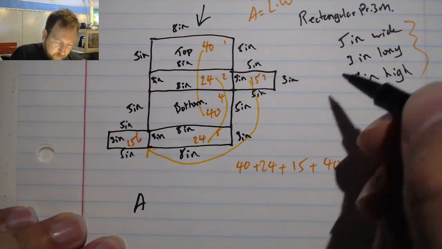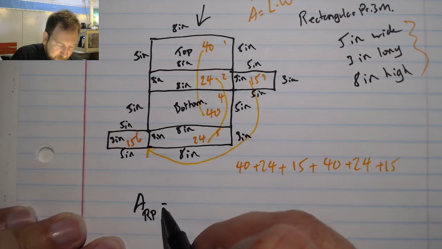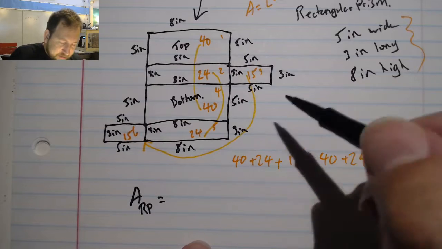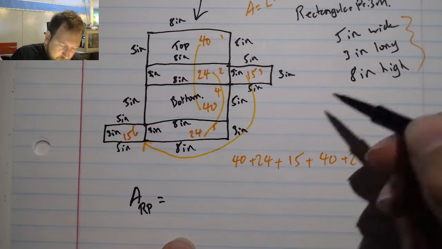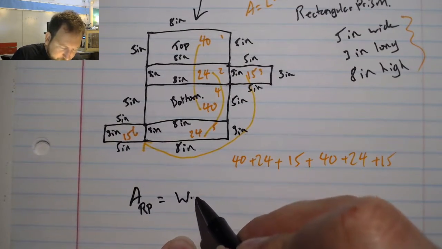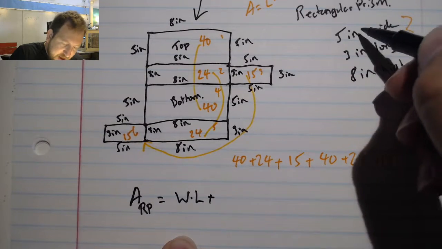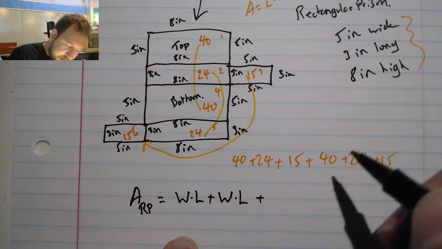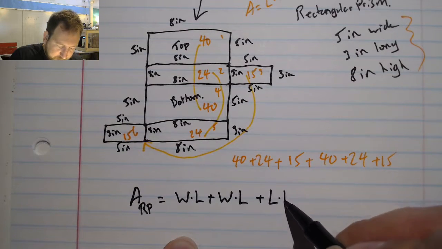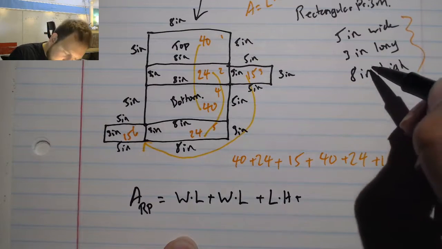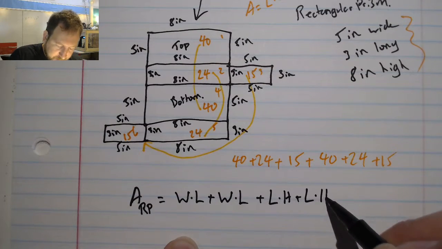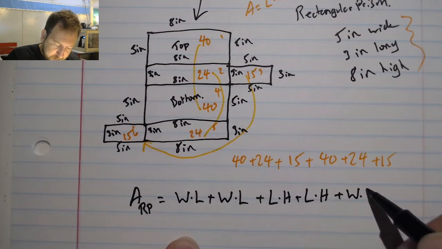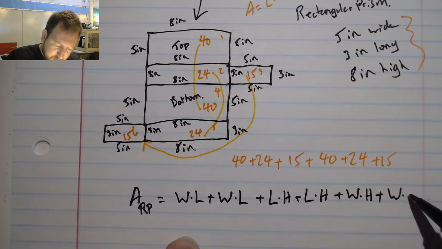So if I was going to write this out as a formula, I could say that the area of a rectangular prism, and I'm going to use subscripts here to put little letters below my number, is first width times length. Then I add my second one, plus width times length. Then I add my length times height plus length times height, plus my second one, length times height plus length times height. Then my third one, which is width times height plus width times height plus width times height.